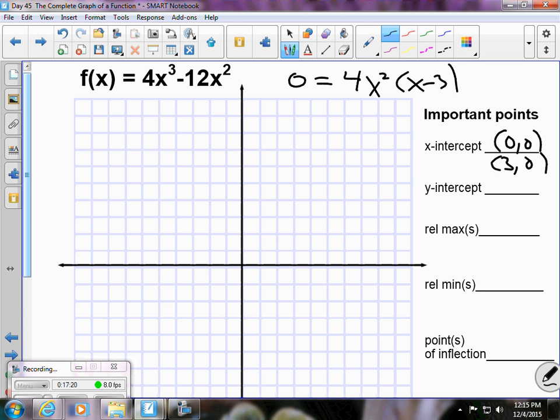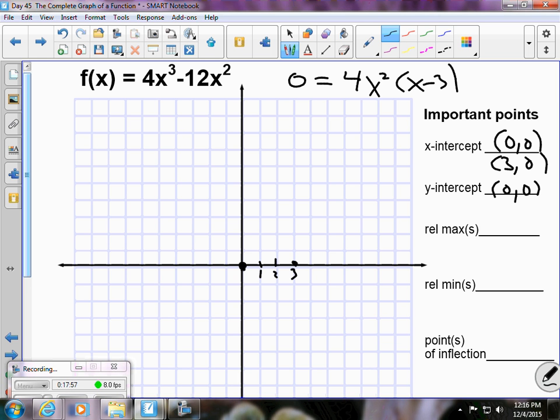So let me plot those points. (0, 0) and (3, 0). Actually, I shouldn't plot them yet so that you always see where the points are so you know how to scale your axis. But the y-intercept you get by putting in 0 for x. And if you put in 0 for x, what does y turn out to be? 0. So (0, 0), the origin, is also our y-intercept. It's the only point that can be an x-intercept and a y-intercept.